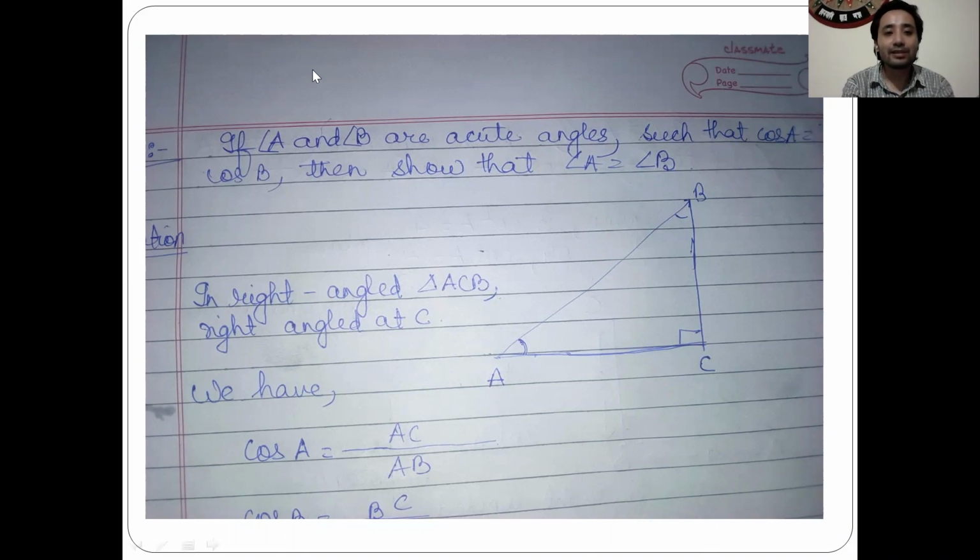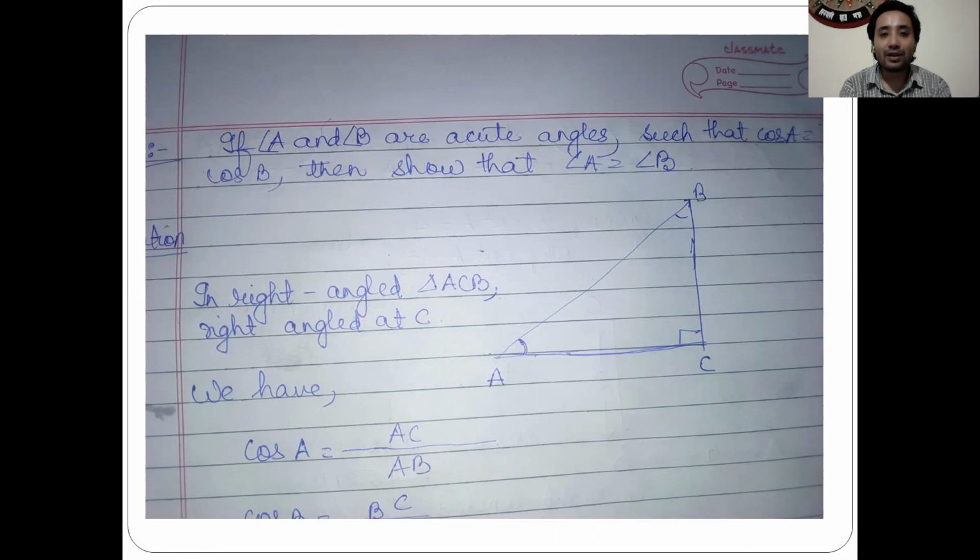The first question states that suppose angles A and B are acute angles such that cos A is equal to cos B, then show that angle A is equal to angle B. Now let us try to understand how we are to solve this question. First of all, it is given that A and B are acute angles. So first we have to know what an acute angle is. An acute angle is an angle which is less than 90 degrees.